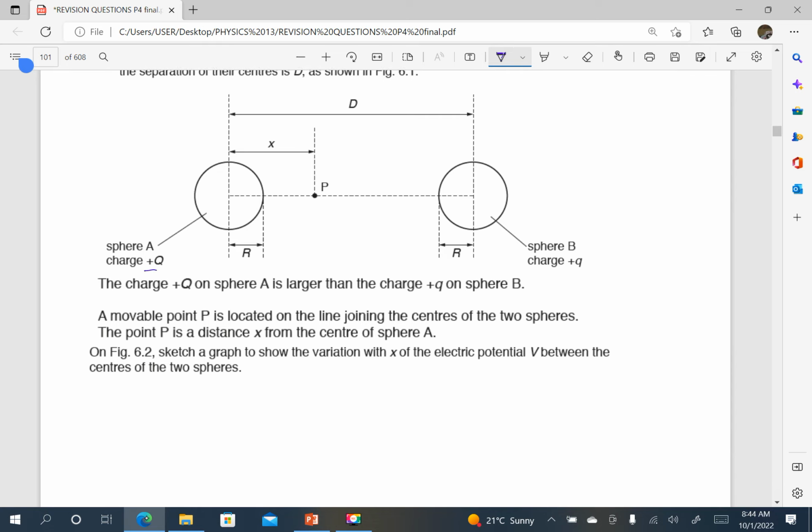The charges have the same polarity, positive, but the charge of sphere B is smaller than the charge of sphere A. The radii are the same. A movable point P is located on the line joining the centers of the two spheres. I want you to note that because the charges are not the same, the potential is going to be minimum closer to the smaller charge rather than to the larger charge. So if sphere B is smaller than sphere A, potential is minimum closer to sphere B rather than to sphere A.